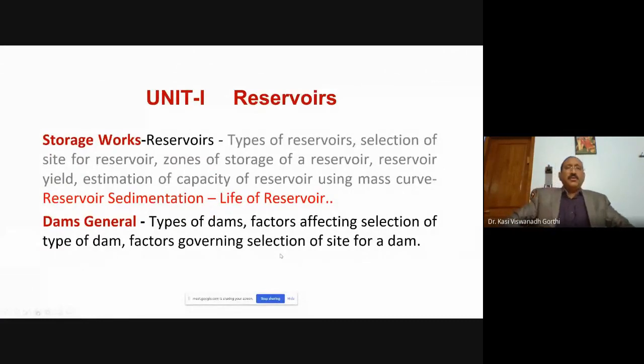Yeah, we are now fourth in the series. We'll be taking up the session on reservoir sedimentation and how to estimate the life of the reservoir. In the previous classes, we have seen the mass curve, analysis of the mass curve, and usage of the mass curve for estimating the capacity of a reservoir, also to find the design yield from a reservoir.